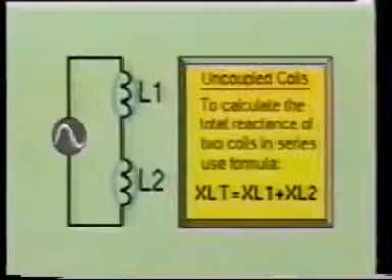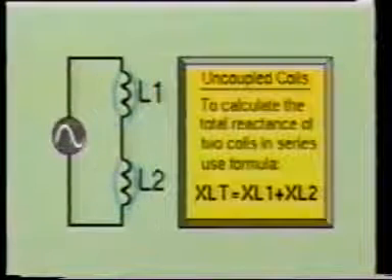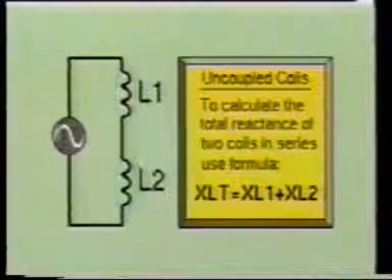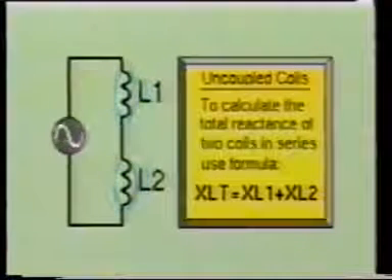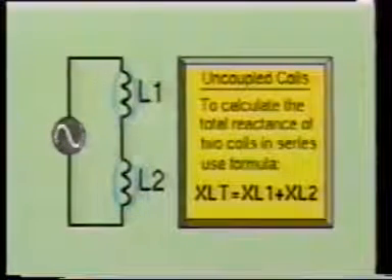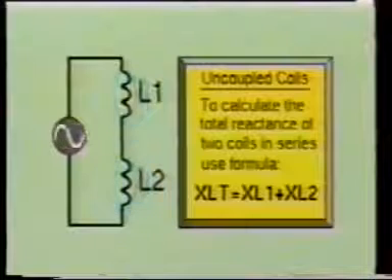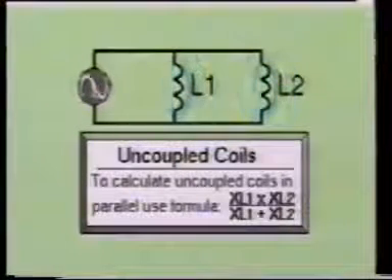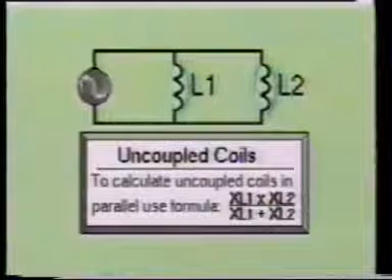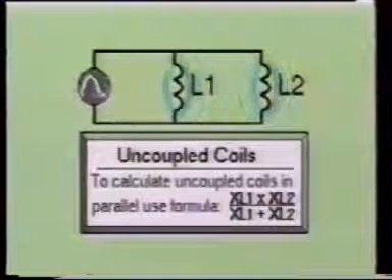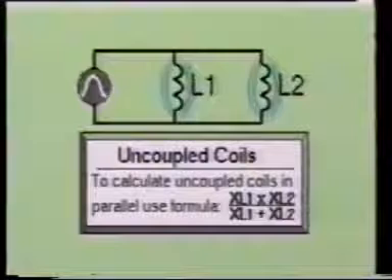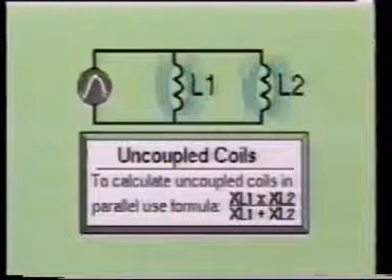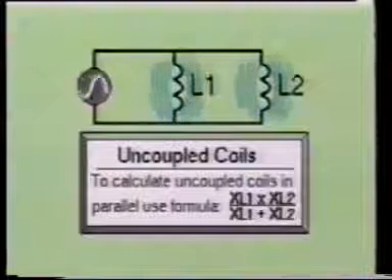Also, if 2 uncoupled inductive reactants are in series, the total reactance can be calculated by adding their inductive reactance together. Mathematically stated, total inductive reactance equals the inductive reactance of L1 plus the inductive reactance of L2. If 2 uncoupled inductive reactants are in parallel, total reactance may be calculated using the formula: total inductive reactance equals the reactance of L1 times the reactance of L2 over the reactance of L1 plus the reactance of L2. By uncoupled, we mean that the flux lines from one coil do not cross into the other coil.